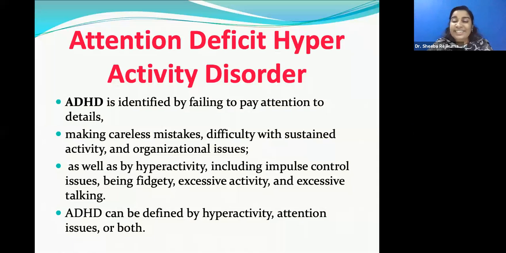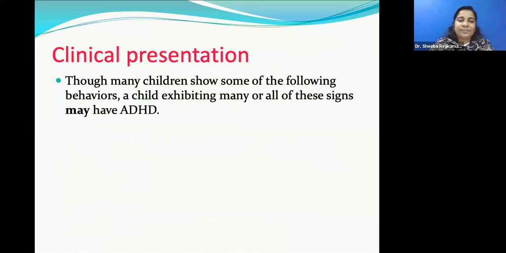I'll be explaining the details. Constantly fidgety. That is the nature of an ADHD child. There will be increased physical movement and increased talking. You may say a loquacious child, a talkative child who can't wait for their turn. They can't wait for a cue. They can't wait for a turn. They will just rush and be impulsive. So this impulsiveness is a major, important presentation of ADHD. It can be defined as hyperactivity, attention issues, or both.